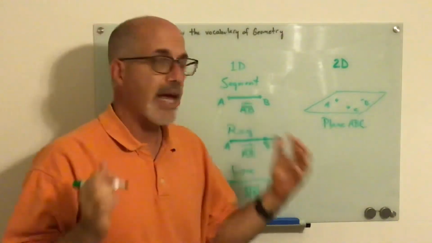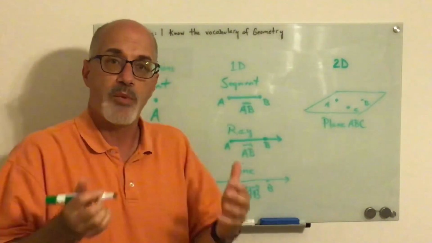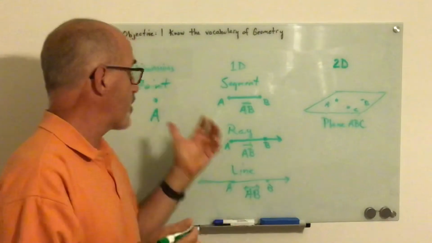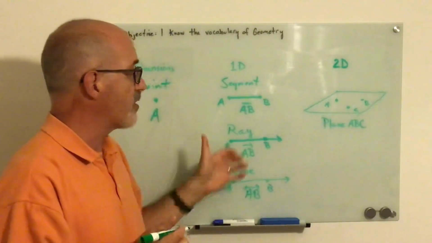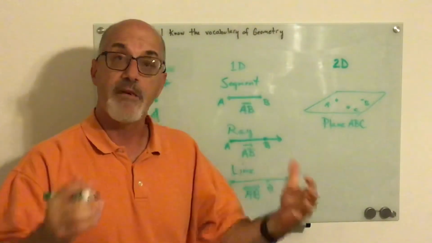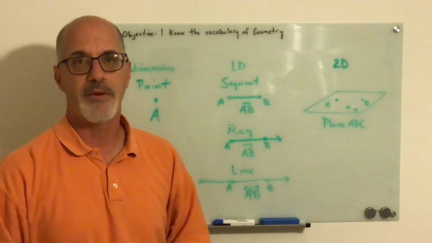So for our vocabulary, we need to start geometry with some basic vocabulary, talking about points, segments, rays, lines, and planes, and from there we'll build the rest of our system of geometry.